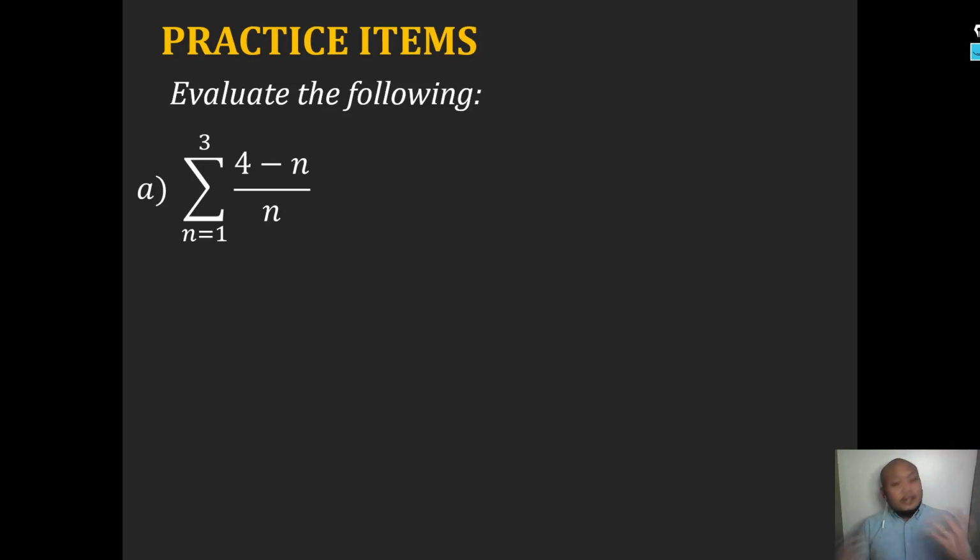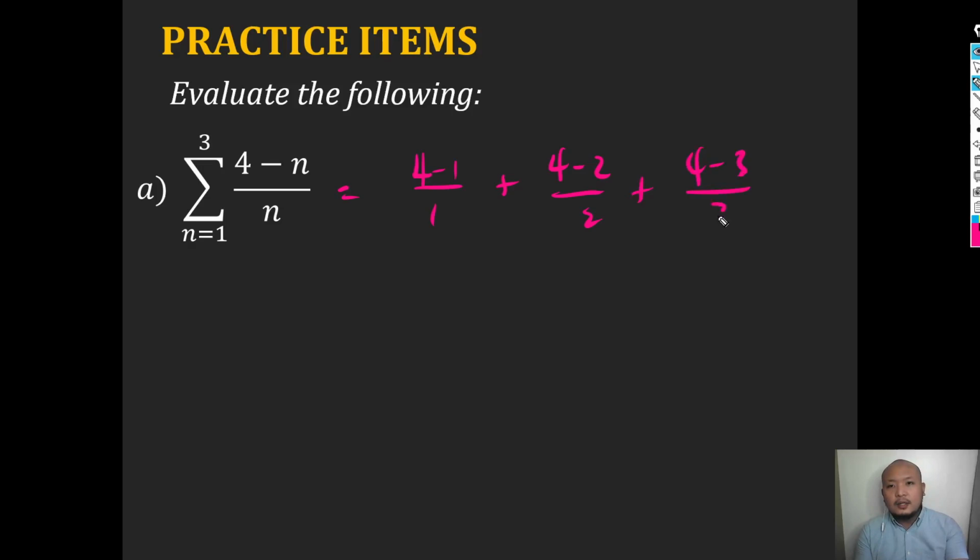Okay, kung na-solve nyo na, yan. This will be what? The summation of this expression as n goes from 1 to 3. This is equal to, let's plug in 1. It's going to be 4 minus 1 over 1. That's the first one. Plus 4 minus 2 over 2. The second one. Plus 4 minus 3 over 3.